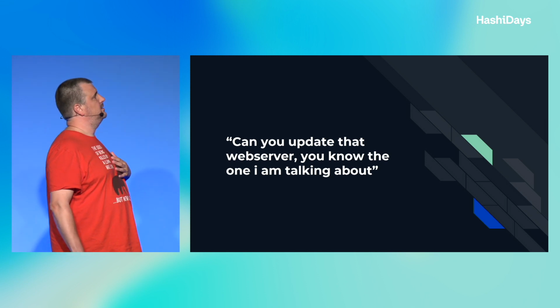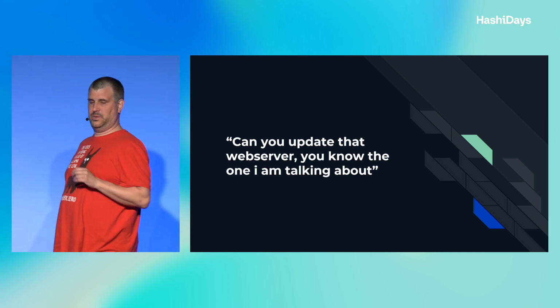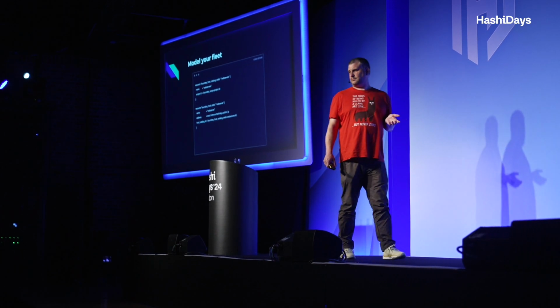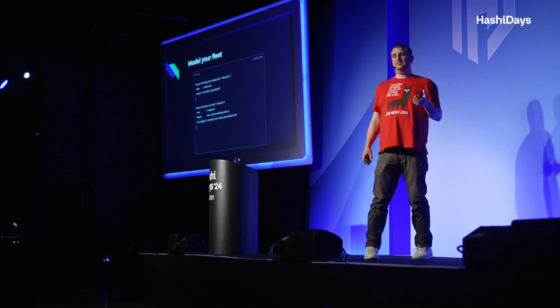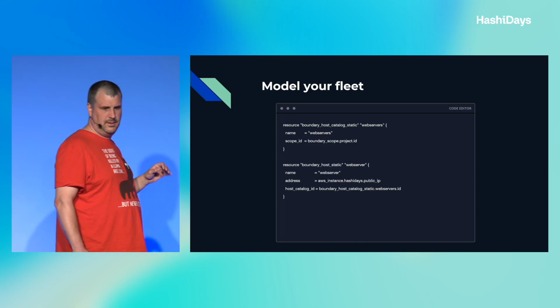Right, so the last one is lifecycle management. Can you update that web service we were talking about in the stand-up this morning? So let's model that one. We have a catalog of web servers. In this case, it's all static for the example, but we can make it dynamic. Boundary can actually read out from AWS or other cloud providers the nodes that have been produced, so it can create a dynamic catalog as well. In this case, our static catalog has a static node called our web server. Boom, all done. Right?